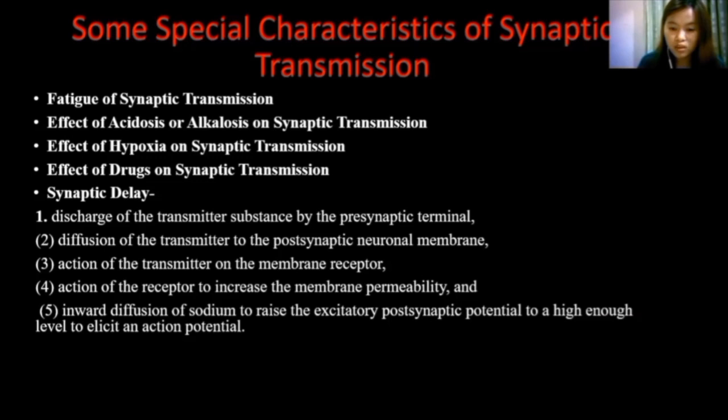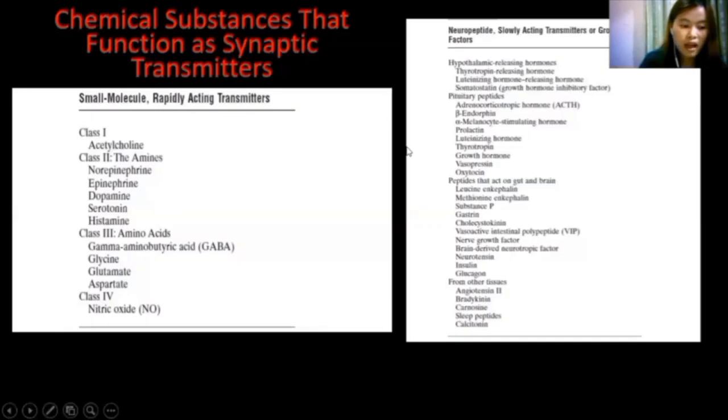And synaptic delay. During transmission of a neuronal signal from a presynaptic neuron to a postsynaptic neuron, a certain amount of time is consumed in the process. First is discharge of transmitter substance by the presynaptic terminal. Second is diffusion of the transmitter to the postsynaptic neuronal membrane. Third is the action of the transmitter on the membrane receptor. Fourth is the action of the receptor to increase membrane permeability. And lastly, the inward diffusion of sodium to raise the excitatory postsynaptic potential to a high enough level to elicit an action potential.